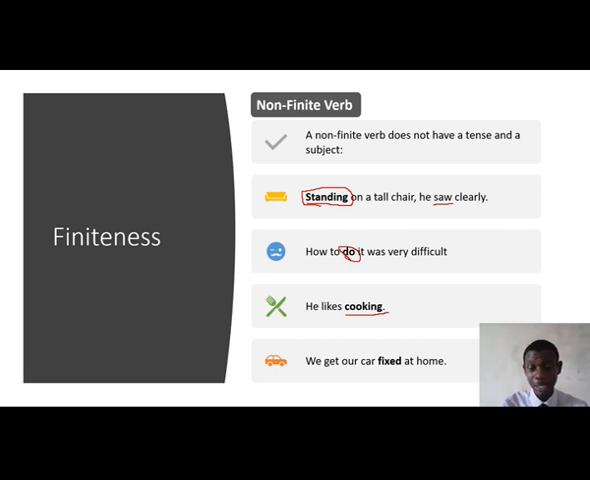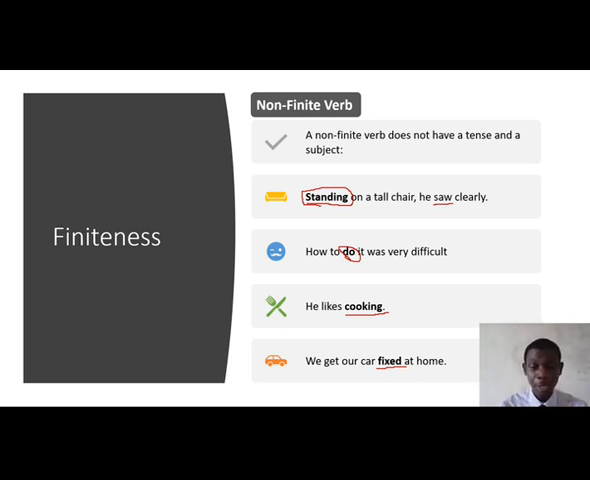And then the final example I have here before we have a series of activities now is we get our car fixed. Fixed here is our non-finite verb because it doesn't have a tense. It does not have a subject. Yes, don't think car is the subject. It is not. Car is the object of get. Okay, and it's standing as a noun phrase by adding our car. But we are not going there now.